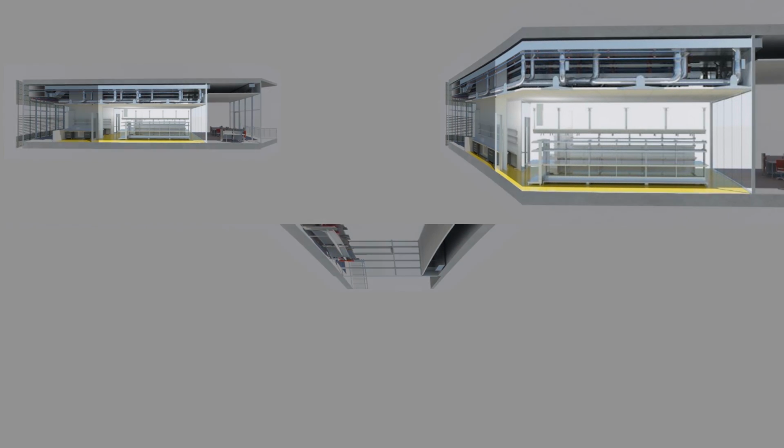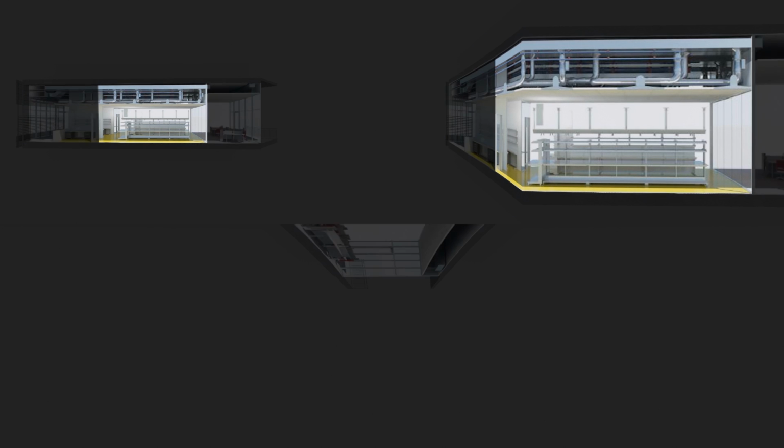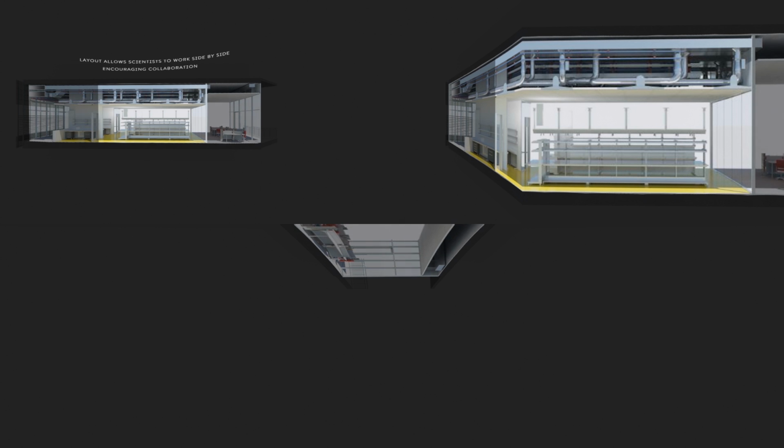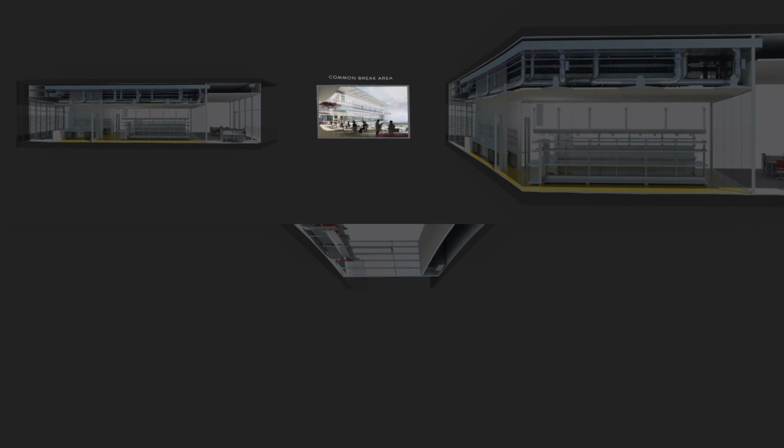The labs themselves are organized into neighborhoods, each of which comprises one large lab with smaller ones around it. This layout allows scientists from different disciplines to work side by side, encouraging the close collaboration required for successful translational research. Two lab neighborhoods share a common break area, which provides a further, more informal space for people to meet and discuss ideas. Our MEP strategy supports this flexible use of space.